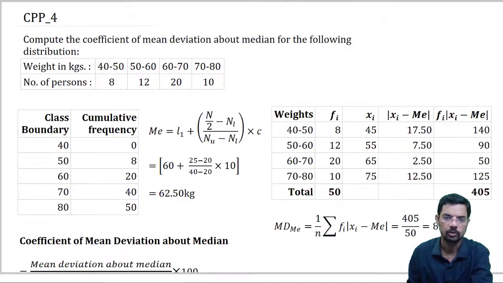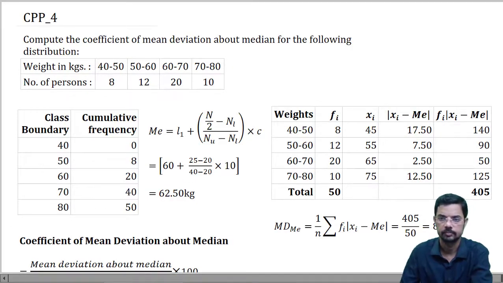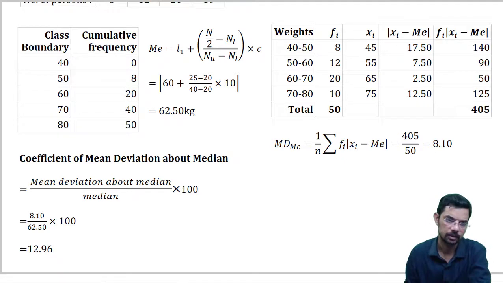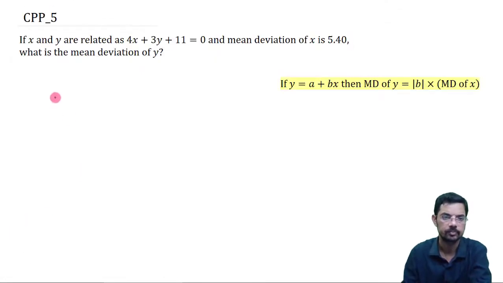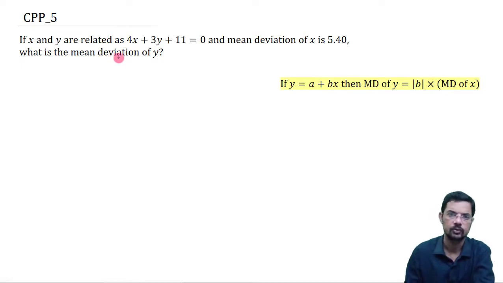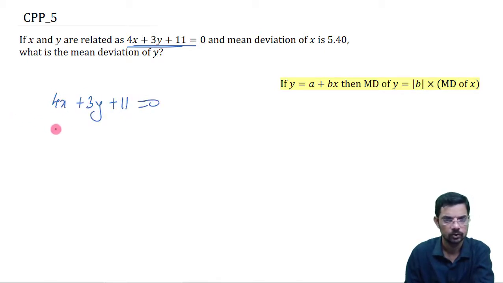So you can note down the problem. Okay, let us consider the fifth problem. This is based on the change in scale and change in origin type problem. Here the relationship is 4x plus 3y plus 11 equal to 0. So y will be equal to (minus 11 minus 4x) divided by 3.